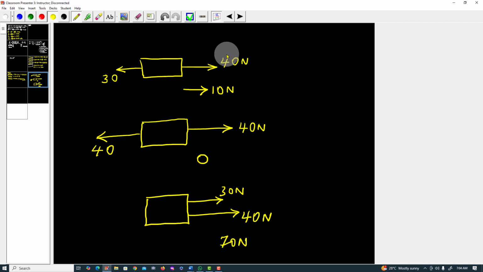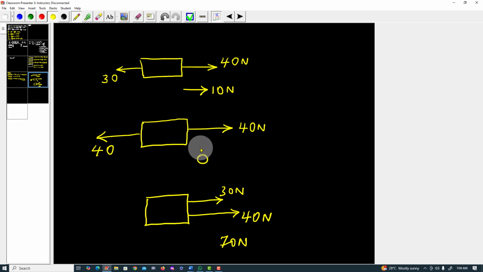So the idea of resultant force is very important in this law, because we are going to mention resultant force. A resultant force is that single force which is the sum of all the forces which are acting on this body. For example, the sum of 40 newtons and 30 newtons, when they are acting in opposite directions, will be 10 newtons in the direction of the 40 newton force.